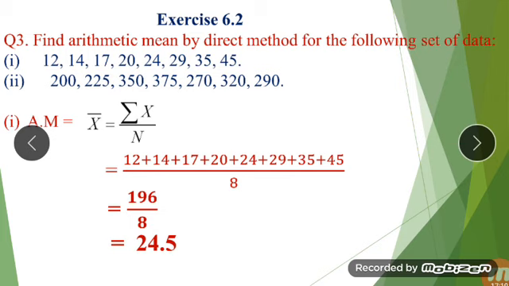This is a single value, or we can say a central value or a central tendency, around which the majority of the data tends to concentrate. If we just see here, 24.5 is near 17, near 20, 24, 29, 35. It's not very far away from this data. Therefore, central tendency is defined as a single value or a specific value around which the majority of the data tends to concentrate.